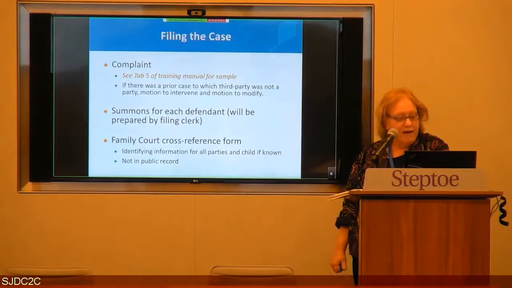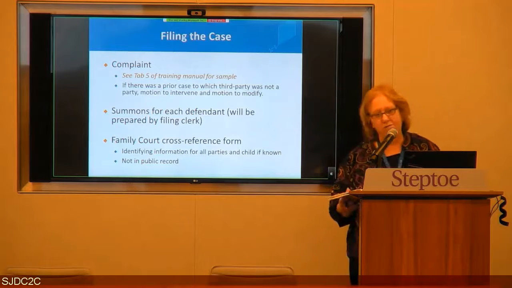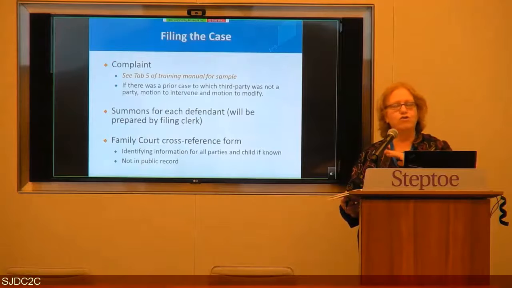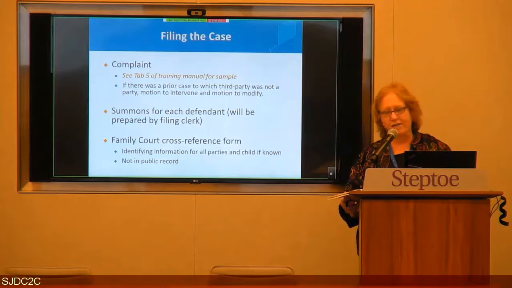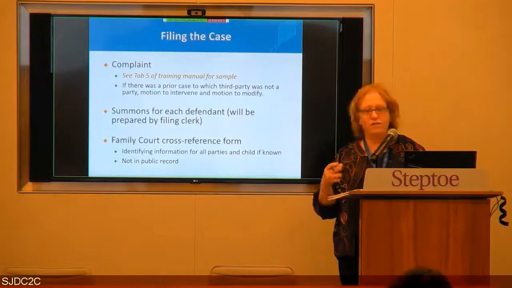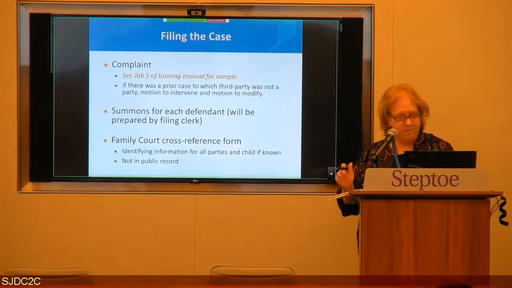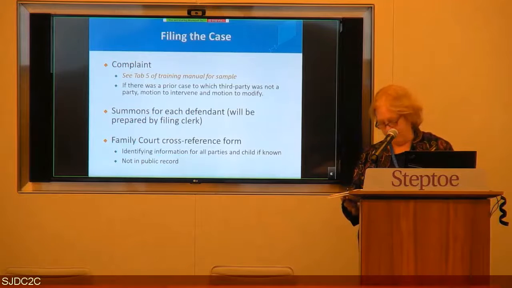It's going to be a motion to intervene. The clerk's office will prepare a summons. You used to have to fill it out yourself, but it's a form. Now the clerk's office is going to fill it out for you. There is this little form called the Family Court Cross-Reference Form. It asks for some basic information about the parties. You do not have to dig up this information. Whatever your client has in the moment, she's got. If she doesn't have it, leave it blank. It goes into the court's database. They want this for a variety of record-keeping reasons, and it's not that important a form. So, complaint, summons, family court cross-reference form.